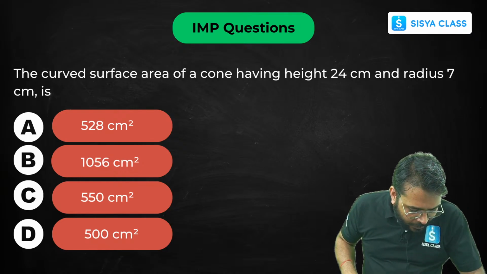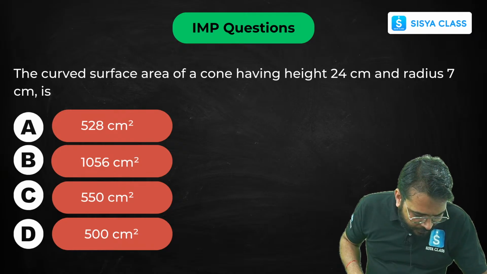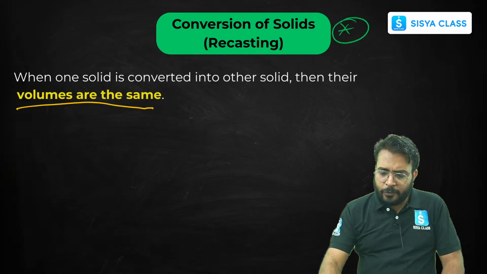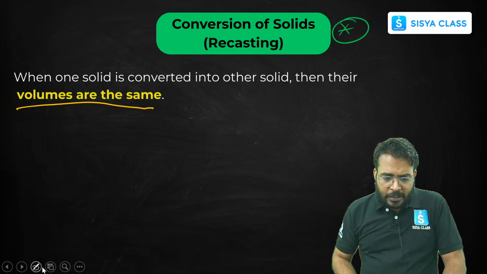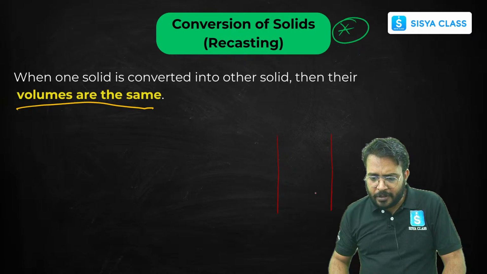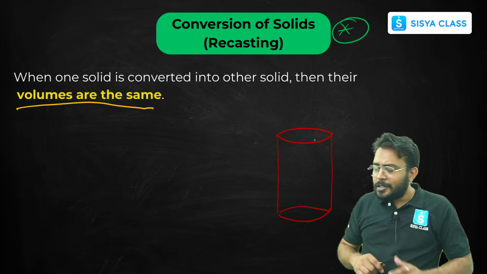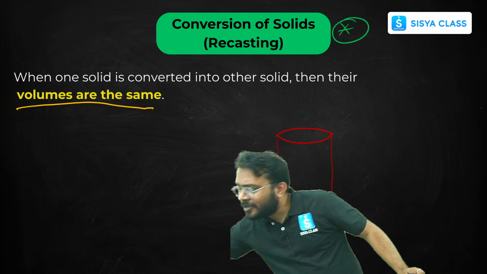What happens when a cylinder is cut vertically? Suppose you are having a cylinder like this. If I am going to cut it vertically, beta, you are going to get a cross section of a rectangle.